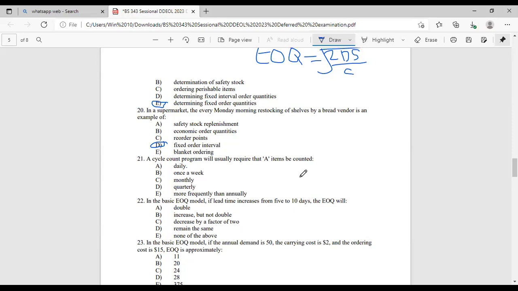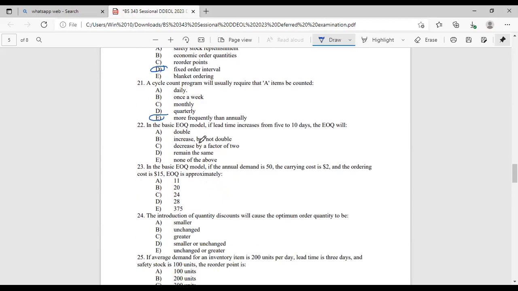Then a single count program will usually require an item to be counted more frequently than annually. Okay. So in a basic EOQ model, if the lead time increases, lead time does not affect the EOQ, so it will remain unchanged.